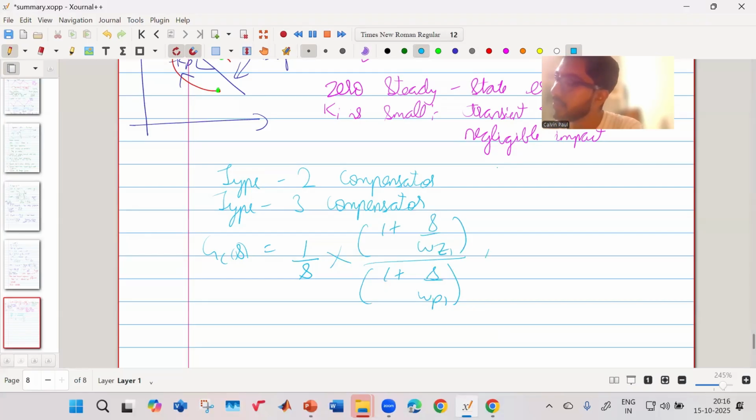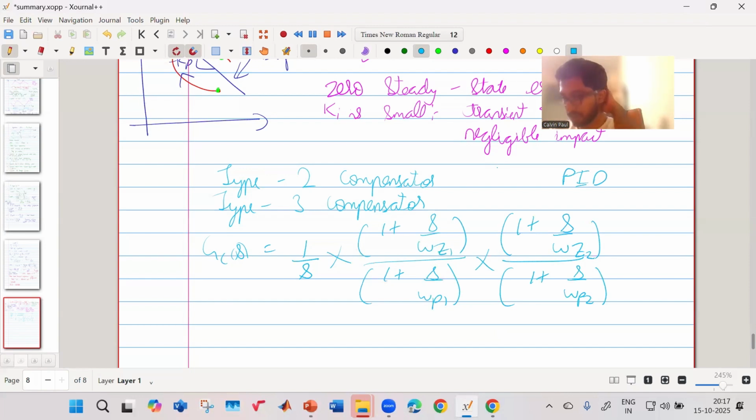Now, if you add an additional 0, then it becomes a PID. And if you add an additional pole, it becomes a type 3 compensator. So kindly keep this in mind.